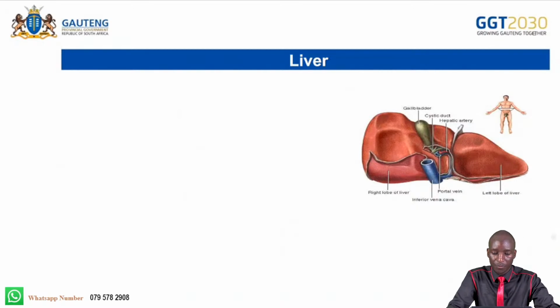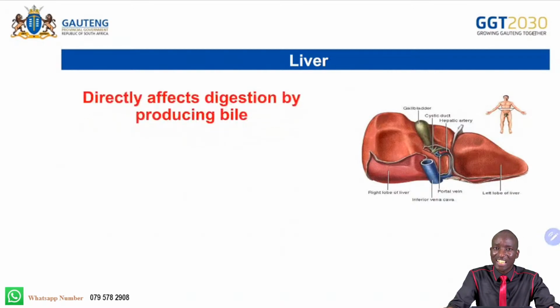We're going to start off by looking at the liver. It directly affects digestion by producing bile. That's the liver, the one responsible for producing bile. In the diagram you can see the liver there, enlarged so that we can easily find out the parts that make up the liver and how it is structured.